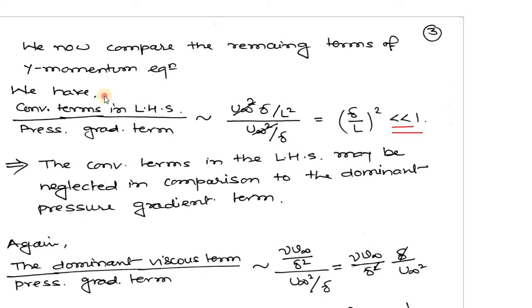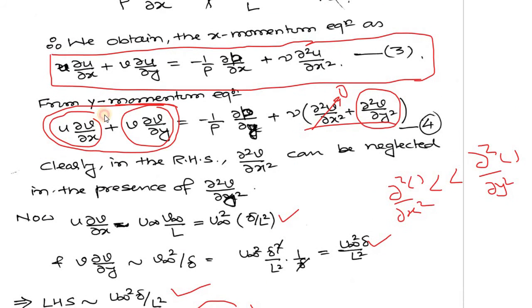So what do we conclude? We conclude that the convective terms in the left hand side are very small in comparison to the pressure gradient term in the right hand side. So what do we get? This term should be considered 0 whenever this term is present in your equation. Okay. Now what is left?